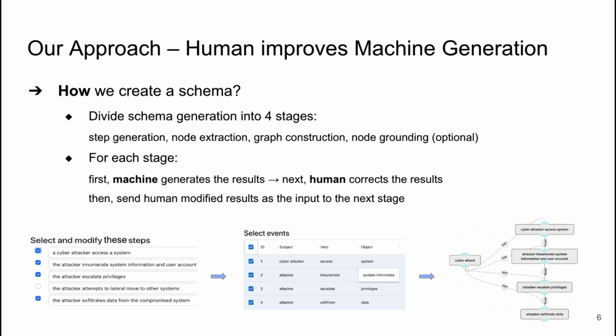Specifically, we divide a schema generation task into 4 stages. Sequentially, they are step generation, node extraction, graph construction, and node grounding. For each stage, first we require machine to generate the results. Then human corrects on those results. And after that, we send human modified results as the input to the next stage.